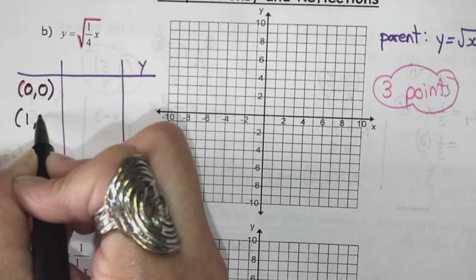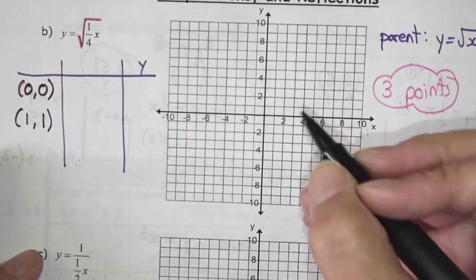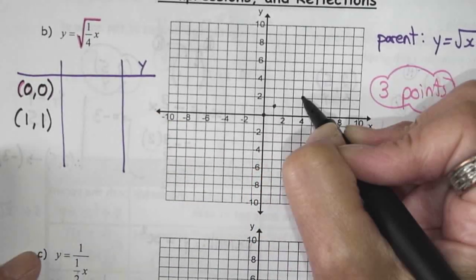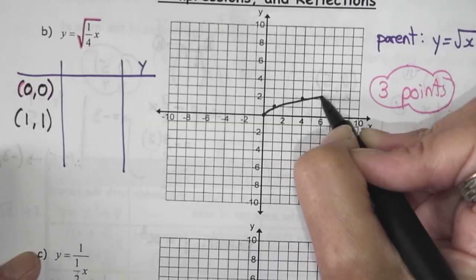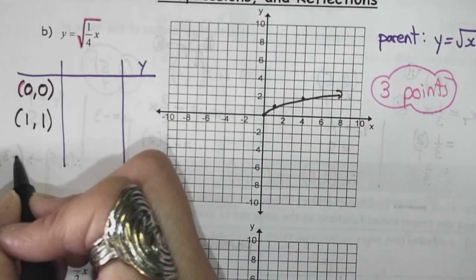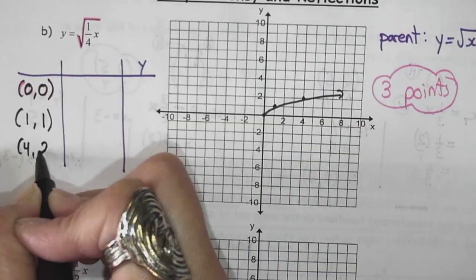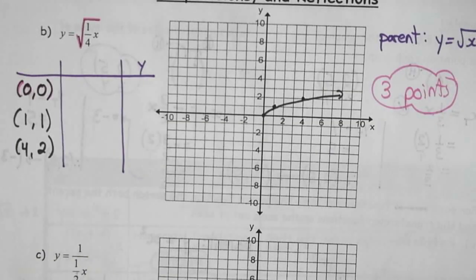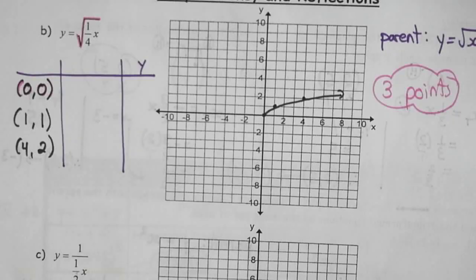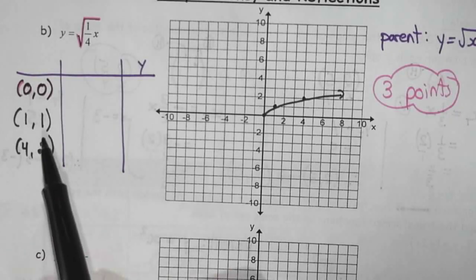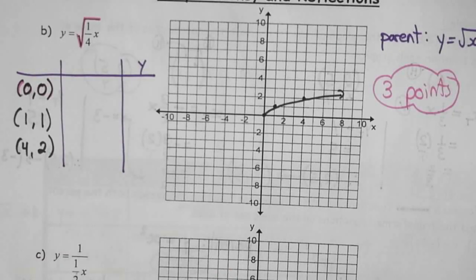1, 1, you remember, right? And then, yep, I'm going to graph it here. And then 4, 2. So 4, 2. Okay, just the 3 points. So again, that's why we wanted you to memorize those parent functions, because they're right there. So from the parent function, we have the 3 points. We're going to take each one of those and transform it.